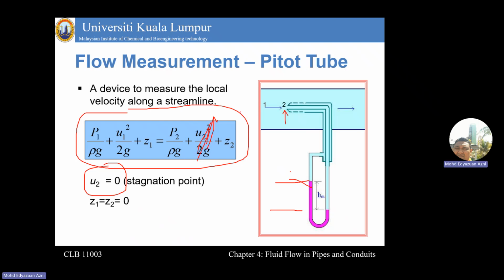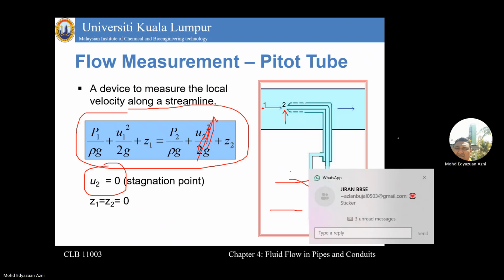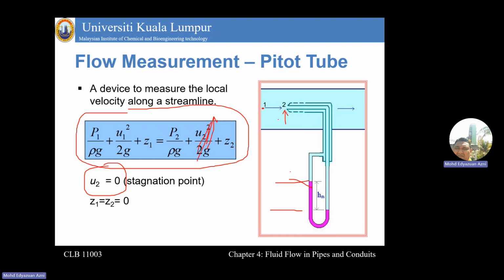But U1 still has velocity, it still has movement. And P1 and P2, the pressure at 1 and at 2, still exist. But for Z1 and Z2, because they are at the same elevation, point 1 and point 2 are at the same elevation. So if we put in Z1 and Z2, they will cancel each other. So Z2 minus Z1, at the end it will be 0. That's why we directly cancel out Z1 and Z2.